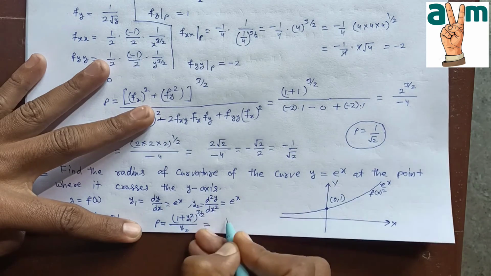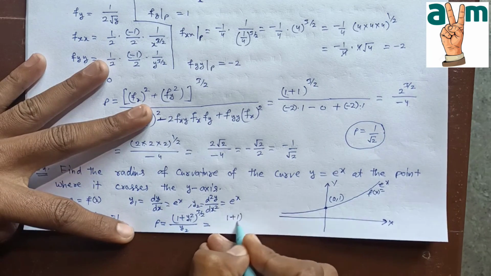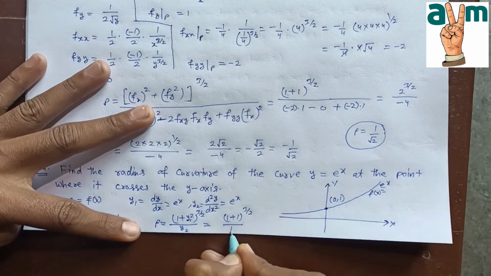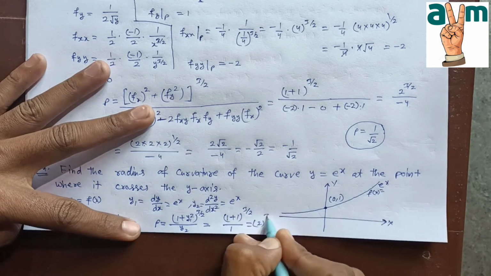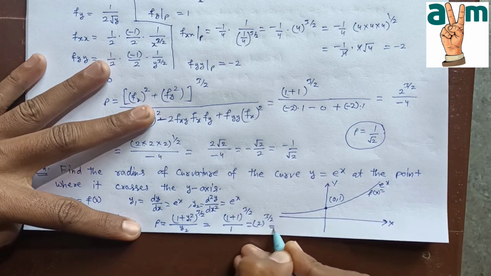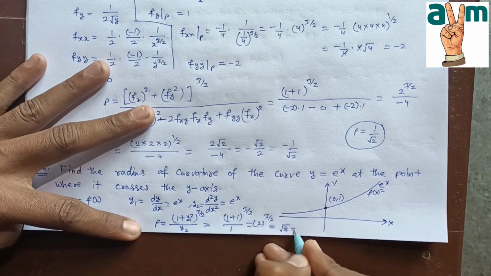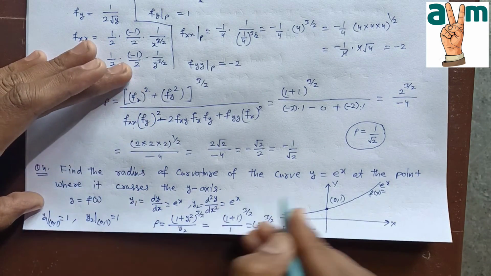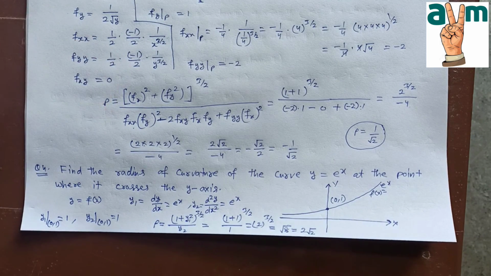So y1 is 1, so this is (1 plus 1) to the power 3 by 2, upon y2, which is 1. So this is 2 to the power 3 by 2, which equals root 8, or we can write 2 root 2. So the radius of curvature of this function at this point is 2 root 2. I hope you will understand this question.